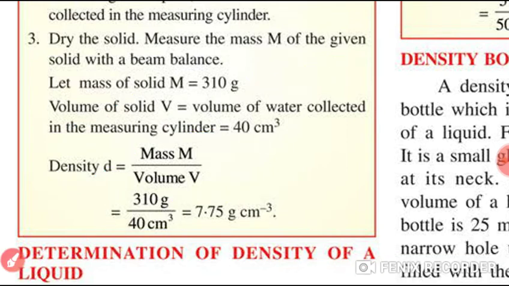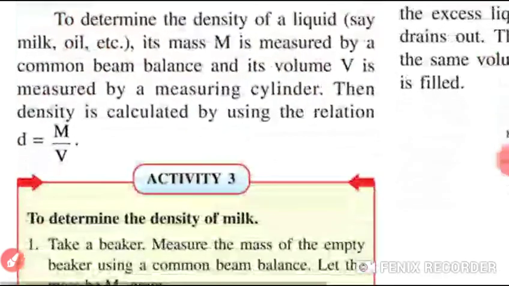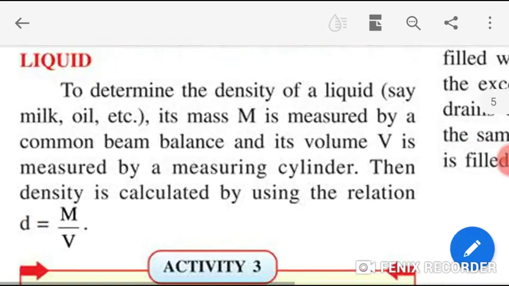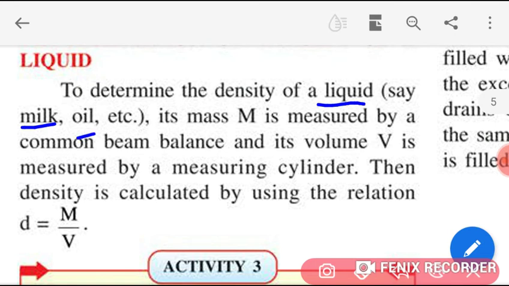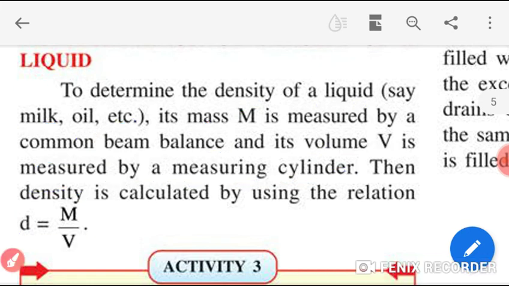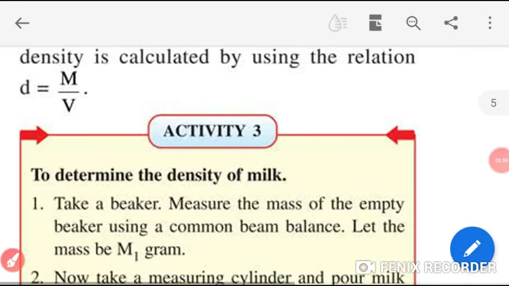Okay, students. Now look at the determination of density of a liquid. Students, to determine the density of a liquid, anything, milk, oil, anything, its mass is measured by common beam balance and its volume V is measured by measuring cylinder, and you can find the density by using the relation, density is equal to mass upon volume.